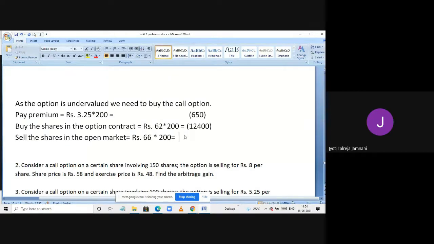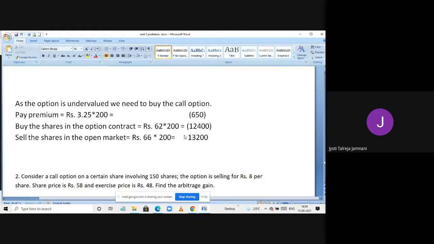So when you sell, that means you receive money. This is not your payment. This is your receipt, 13,200. Are all of you with me till here? Yes, ma'am.